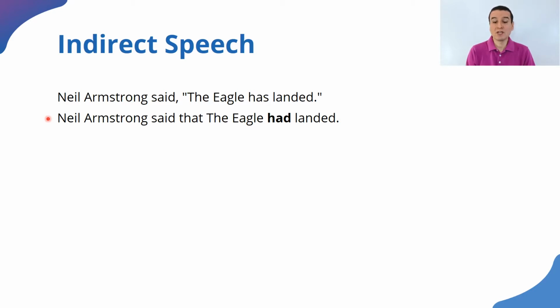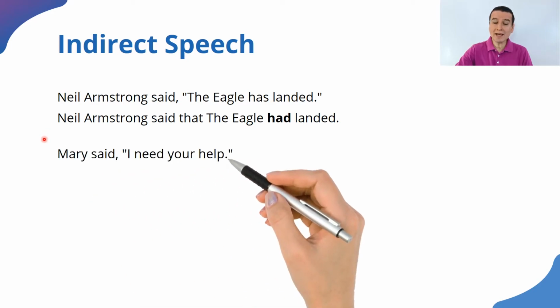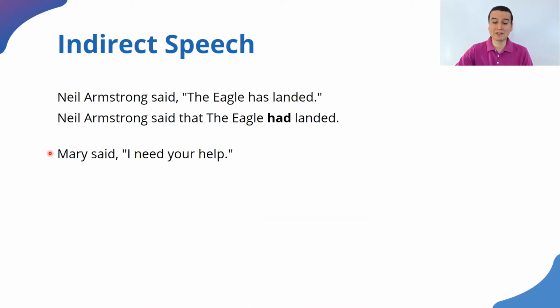So to tell you structurally in English, if somebody's speaking in the present perfect, as in this case, has landed, we need to transform it to the past perfect, right? What happened in this example? For example, if we are reporting that Mary said, I need your help. All right, I need your help. That is in the present tense.